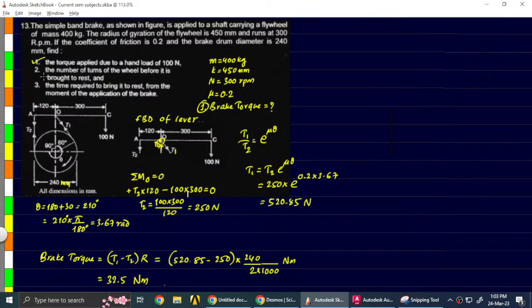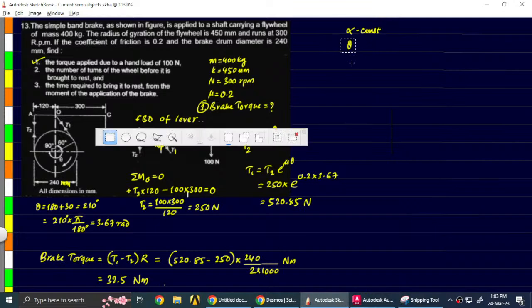Now the second bit he's asking is the number of turns of the wheel before it comes to rest. So theta displacement we need to find, provided the angular acceleration is constant, or we could just use the relation between work done and kinetic energy. The work energy relation is what we call it.